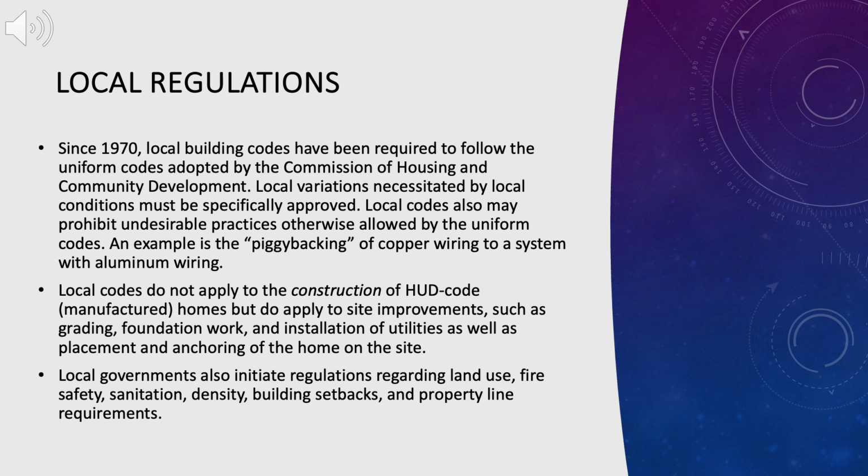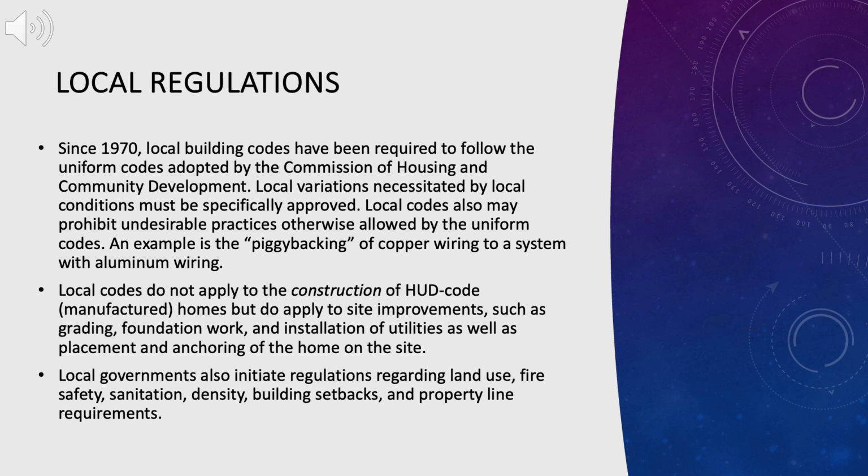Since 1970, local building codes have been required to follow the uniform codes adopted by the Commission of Housing and Community Development. Local variations necessitated by local conditions must be specifically approved. Local codes also may prohibit undesirable practices otherwise allowed by the uniform codes. An example is the piggybacking of copper wiring to a system with aluminum wiring.